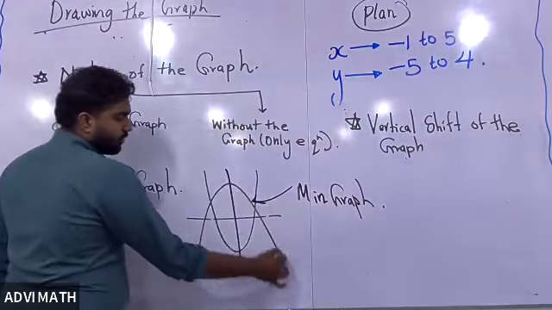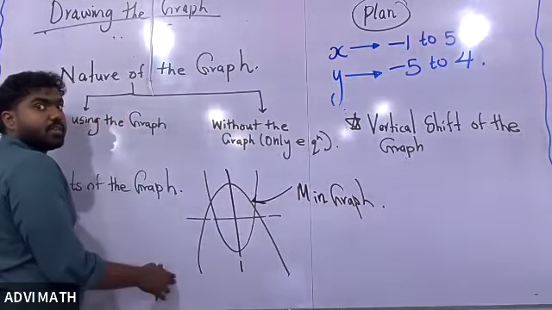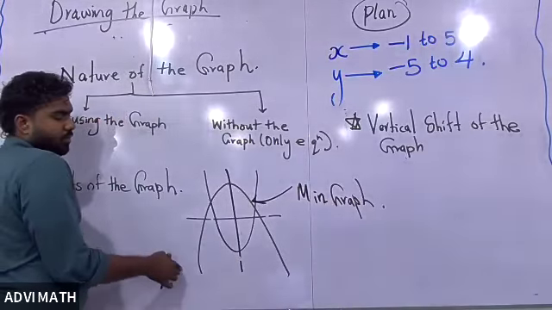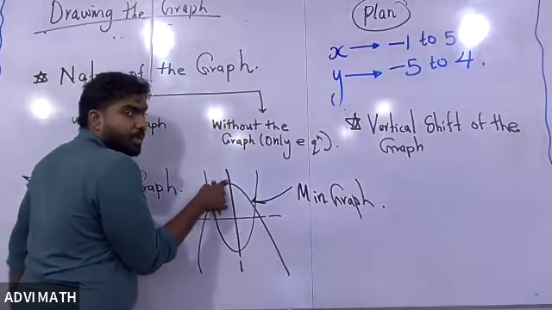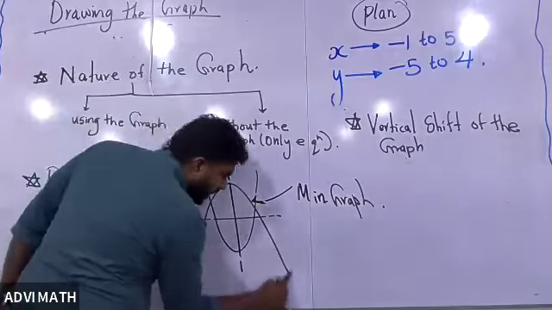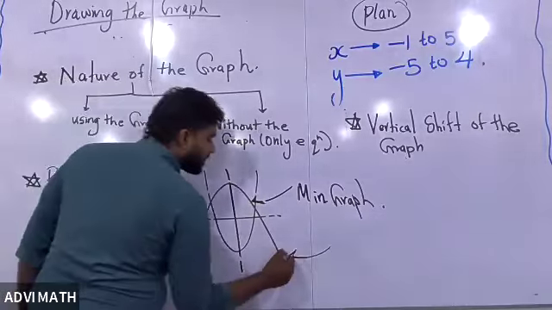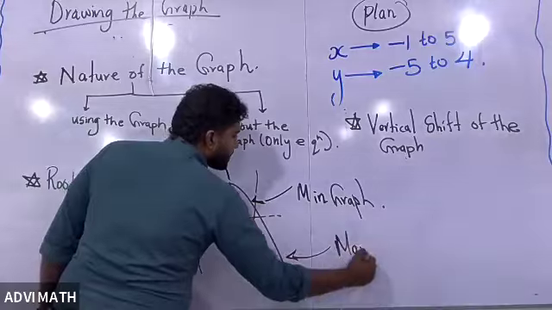I'm drawing another graph. I'm starting off from my left hand side. I'm going up and touching a maximum point and then coming down. So I call this what graph? Maximum graph.